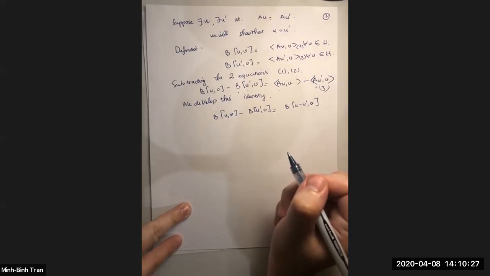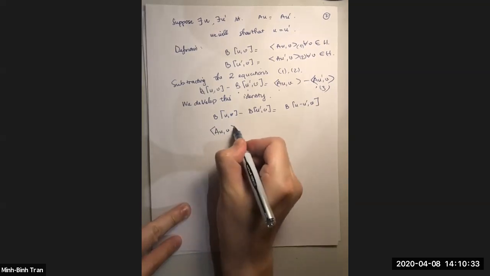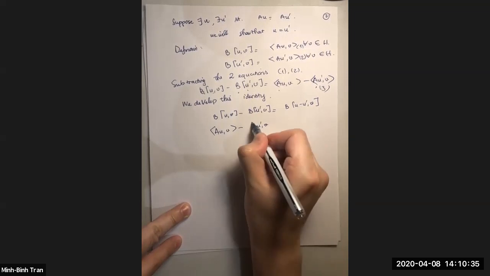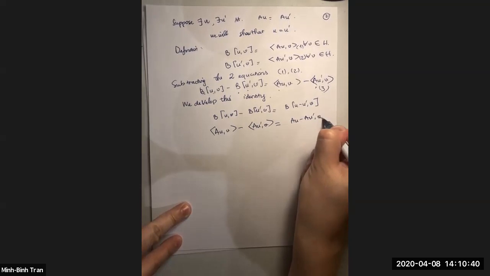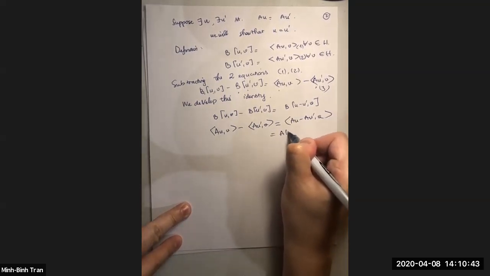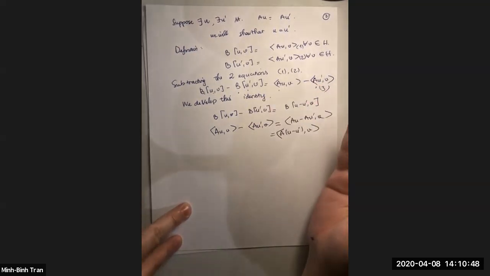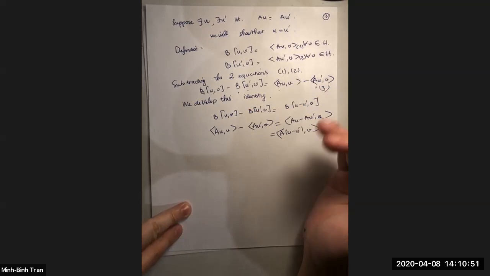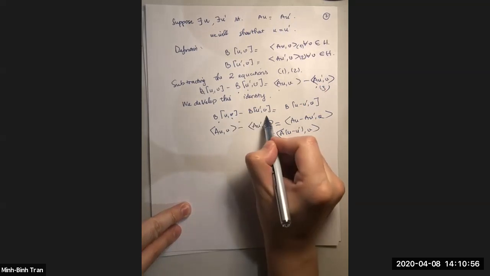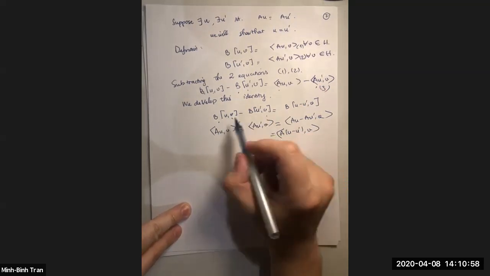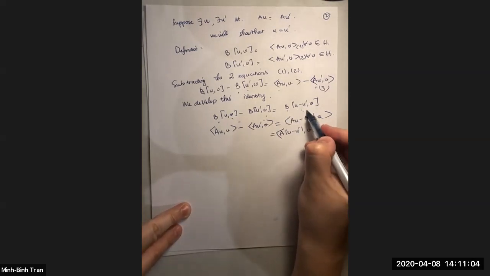And then you also have that A(U,V) minus A(U prime, V) is equal to A(U minus U prime, V). This is coming from the definition of linearity. Because B is linear in both U and V, meaning that if you fix V, this is linear in U, you can group U minus U prime.